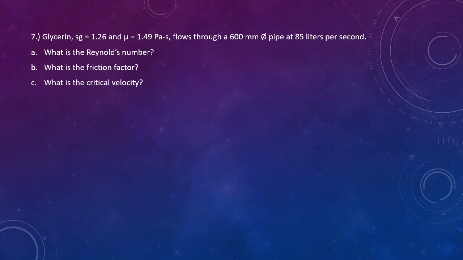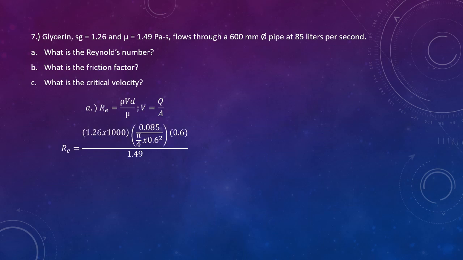Glycerin with a specific gravity of 1.26 and absolute viscosity of 1.49 pascal second flows through a 600 millimeter diameter pipe at 85 liters per second. A. What is the Reynolds number? B. What is the friction factor? And C. What is the critical velocity? Reynolds number Re is equal to rho V d over mu, wherein V is equal to Q over A.